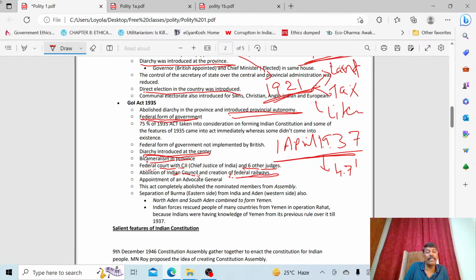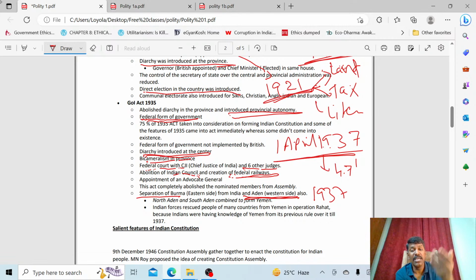But the most important thing is that, on the basis of the Government of India Act 1935, on the eastern side we separated Burma, but on the western side a territory was also separated from India and annexed with South Yemen, in the name of Aden, which was part of British India until 1937. Through the Government of India Act 1935, they separated the Aden port into southern Yemen and northern Yemen, and after independence they joined together as Yemen.